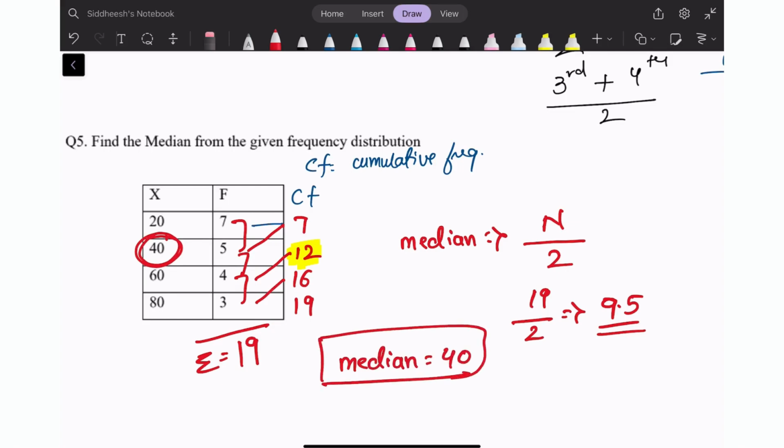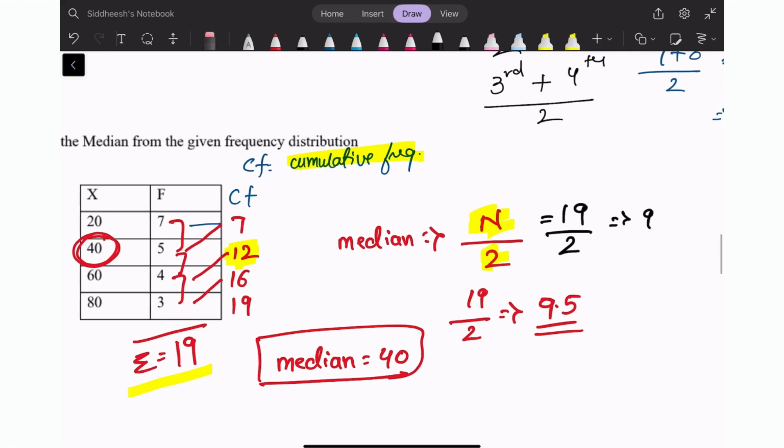Correct? Simple it is. First step is what? To find the CF, and CF is what? Your cumulative frequency. So once you find out the cumulative frequency, you need to put frequency into the sum part. We're getting what? 19. So n upon 2. N is what? 19. If we are solving, we are getting what? 9.5. So we need to find 9.5 or any number more than 9.5 in the CF table.